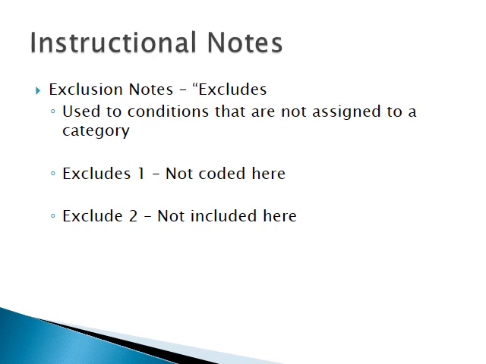The other excludes note is excludes 2. Excludes 2 means not included here. An excludes 2 note indicates that the condition excluded is not a part of the condition represented by the code, but a patient may have both conditions at the same time. It may be appropriate to use both the code and the excluded code together.